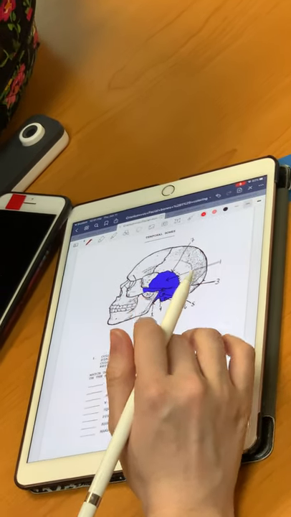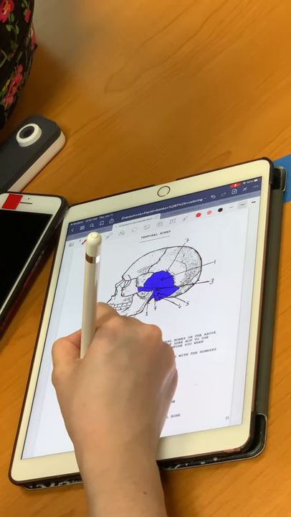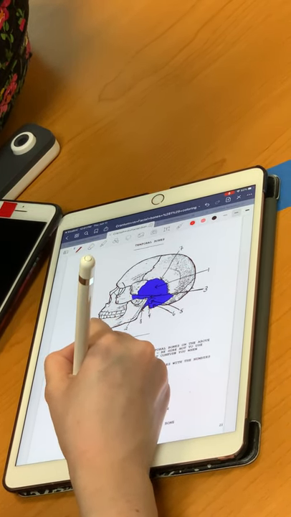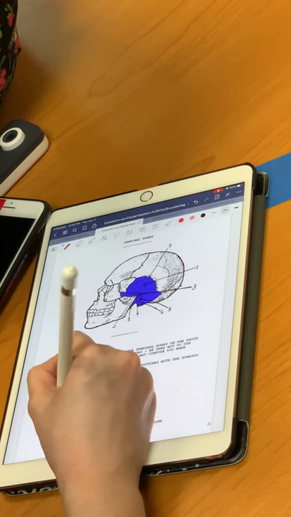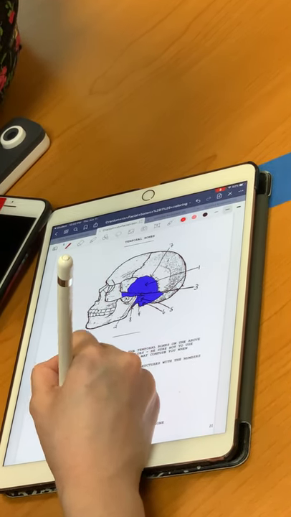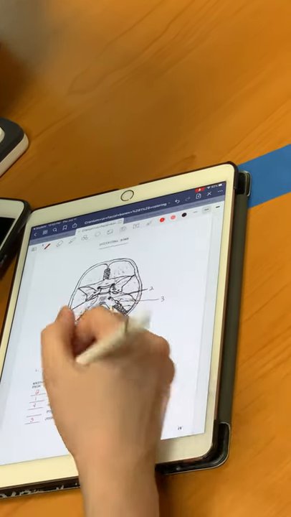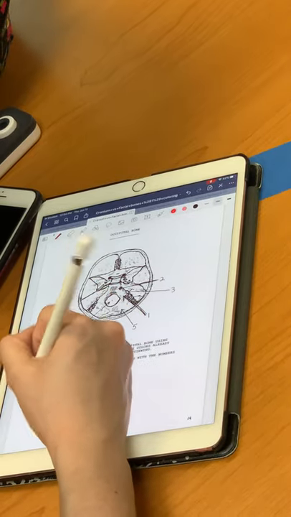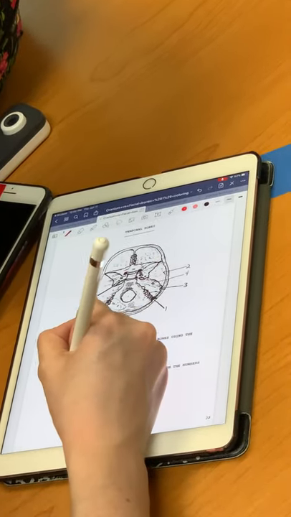Okay, 21: 6 is mastoid process, 4 is mastoid tip, 8 is styloid process, 5 is EAM, 1 is squamous portion, 3 is zygomatic, 7 is squamous suture, 2 is mandibular fossa. Okay, 22, this is when I start getting lazy. It is 4, 3, 2, 1.